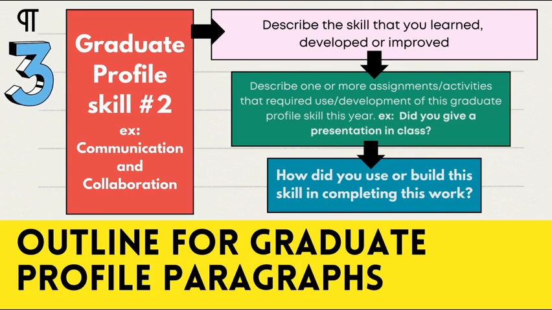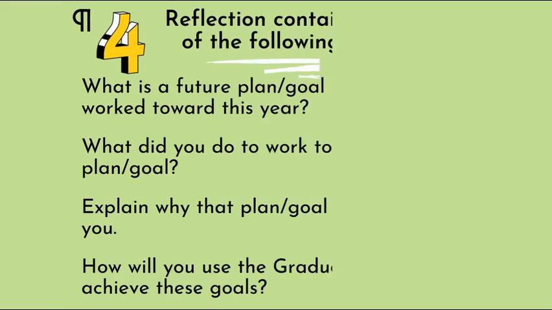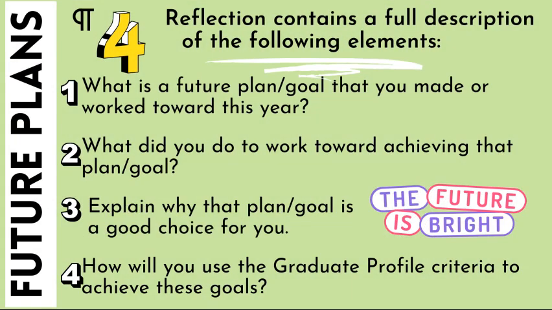That's your second paragraph. Your third paragraph is very similar to your second paragraph, except you're going to be choosing a different graduate profile skill. In your last paragraph, you're going to explain any future plans you have.